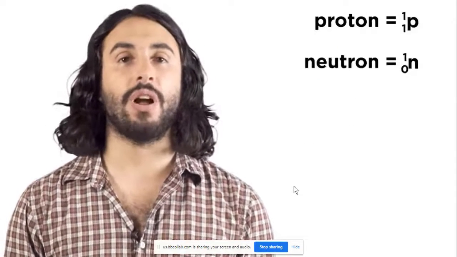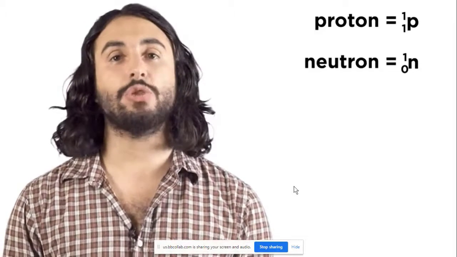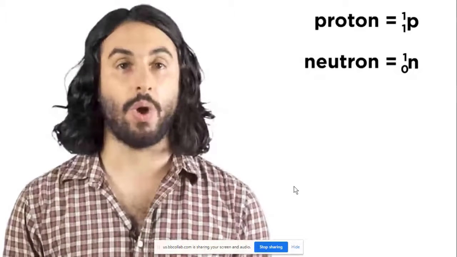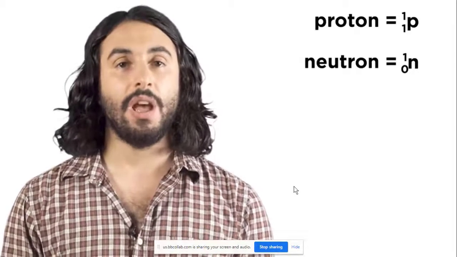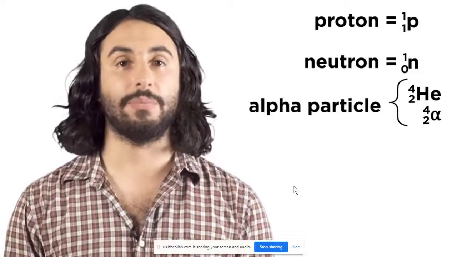Remember that when we write nuclide symbols, the lower number is atomic number, or number of protons, and the upper number is atomic mass, or the protons plus neutrons. So a proton and neutron will be signified this way with a P and an N, each with mass 1, but only the proton has atomic number 1. An alpha particle can be represented as helium or with the alpha symbol.